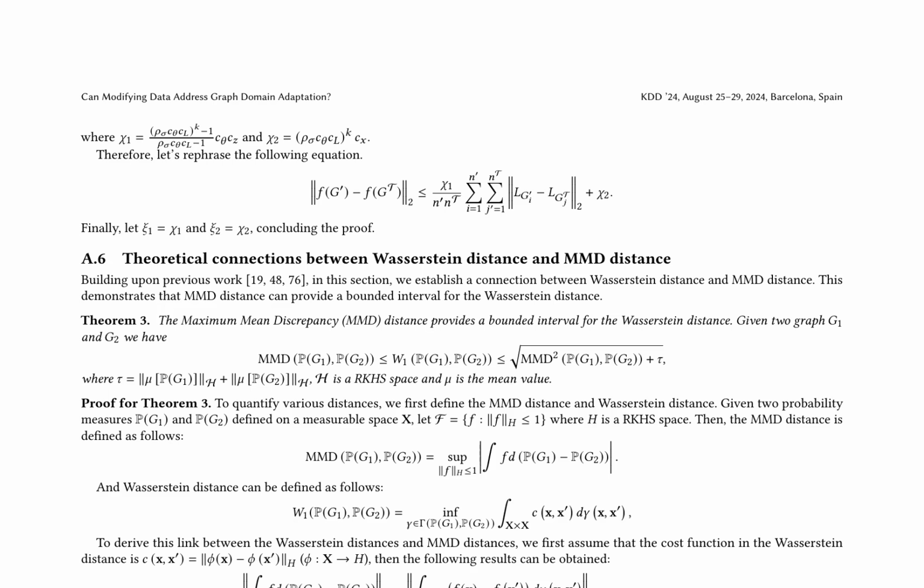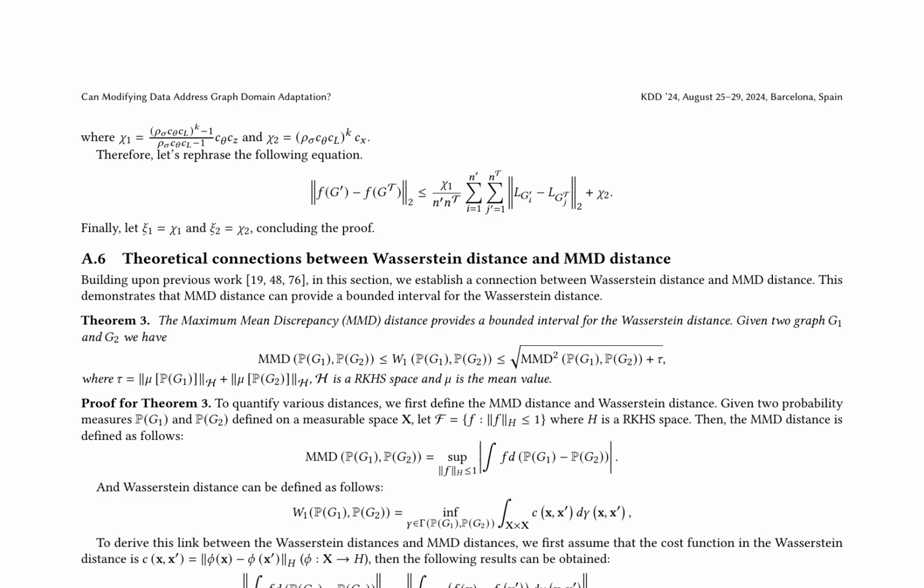This research paper investigates the theoretical connections between Wasserstein distance and maximum mean discrepancy, MMD, distance in the context of graph domain adaptation. The authors establish a connection between the two distances, demonstrating that MMD distance can provide a bounded interval for the Wasserstein distance. Specifically, Theorem 3 states that given two graphs, the MMD distance is bounded by the Wasserstein distance, which can be further bounded by the square root of the sum of the MMD distance squared and a term dependent on the mean values of the two probability measures.